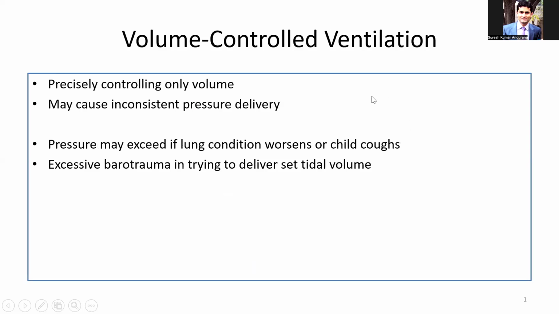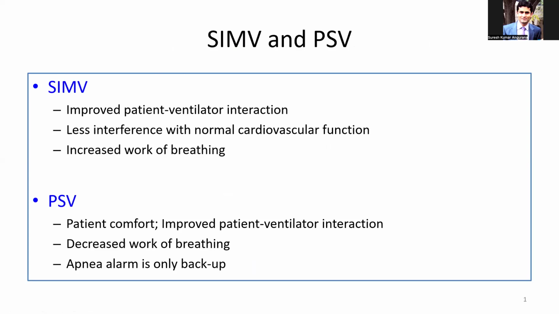In volume control ventilation, we can precisely control only volume, but the pressure delivery may be inconsistent. In certain situations, if there is worsening of the lung condition, or there are secretions in the circuit, or if the child is coughing, then very high pressure can result. SIMV mode of ventilation provides better patient-ventilator interaction. There is less interference with normal cardiovascular function, and there may sometimes be increased work of breathing, right?